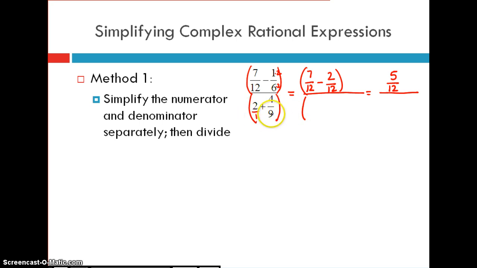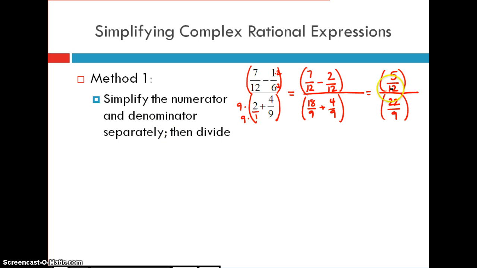In the denominator, I'm going to recognize that this is 2 over 1. And my common denominator between 1 and 9 is 9, so I have to multiply this by 9, so I'd have to multiply the top by 9. So I would have 18/9 plus 4/9, and if I add 18 plus 4, that would be 22/9. So I have my numerator and my denominator, as it said, simplified.